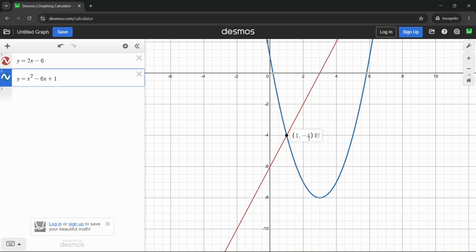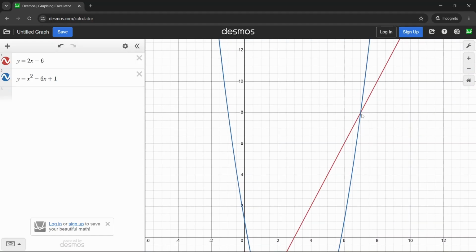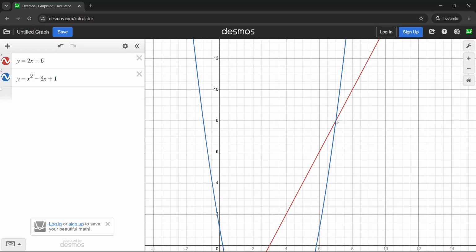That is one of the solutions. And then we can go find the other intersection, and we can click there, and we can find the other solution, 7, 8. That means if we were to plug one of our solutions into both equations, we would get a true statement for this one and for this one. And the same goes for any other solution that we find. 7, 8, we can plug those into each equation, and we would get a true statement for both of them.